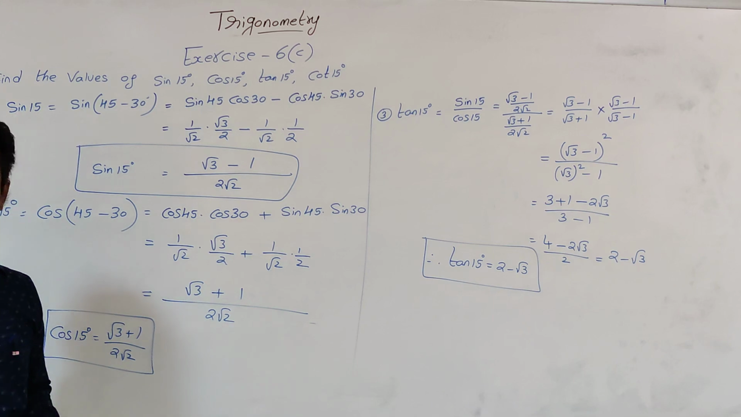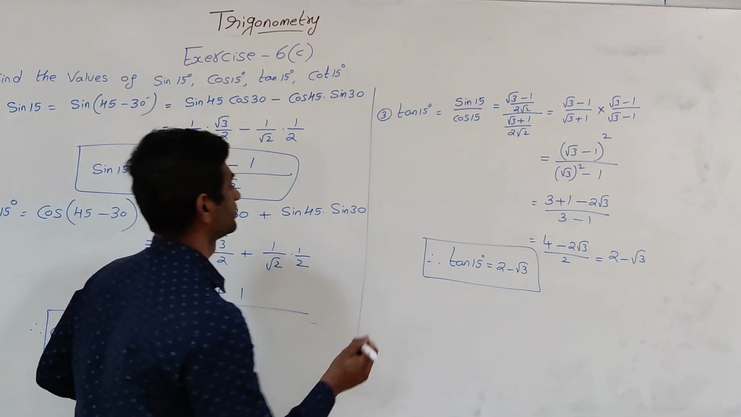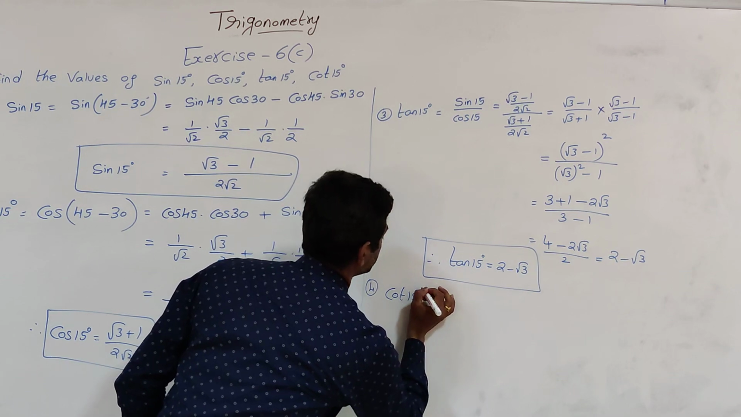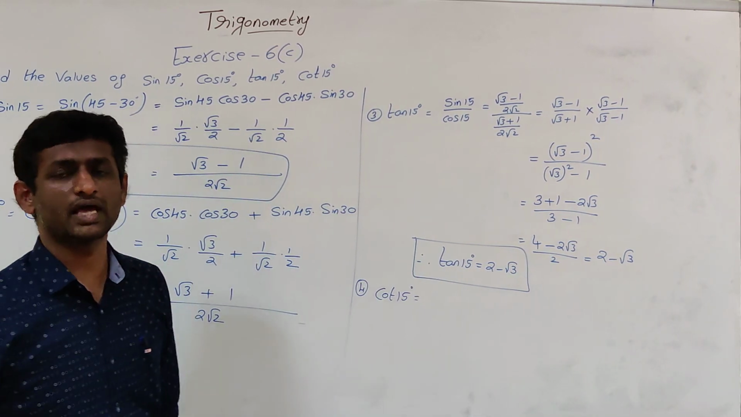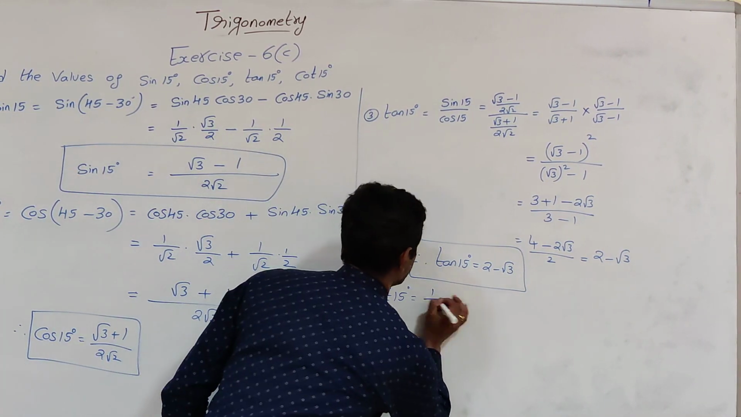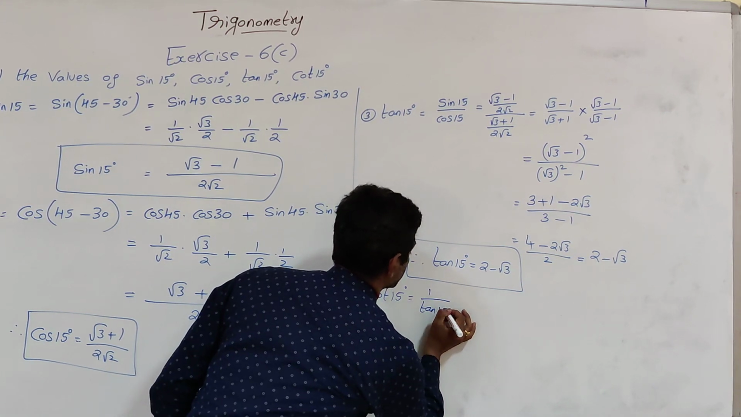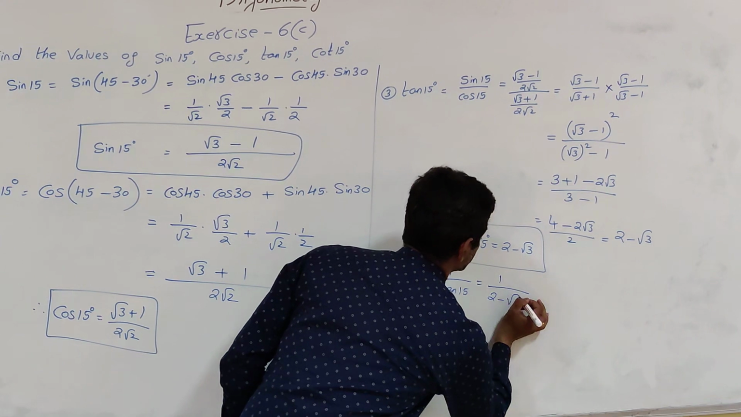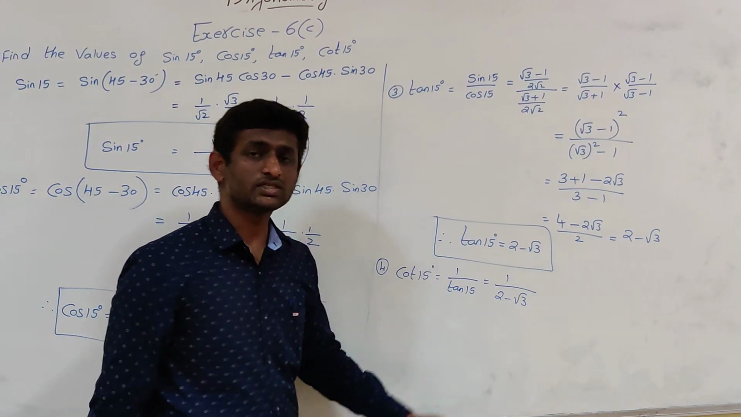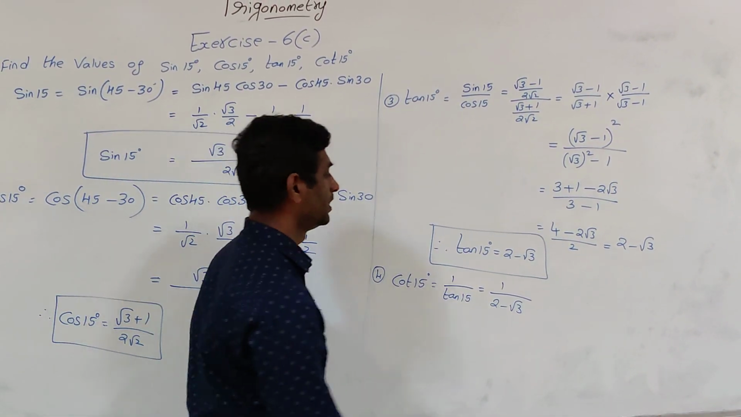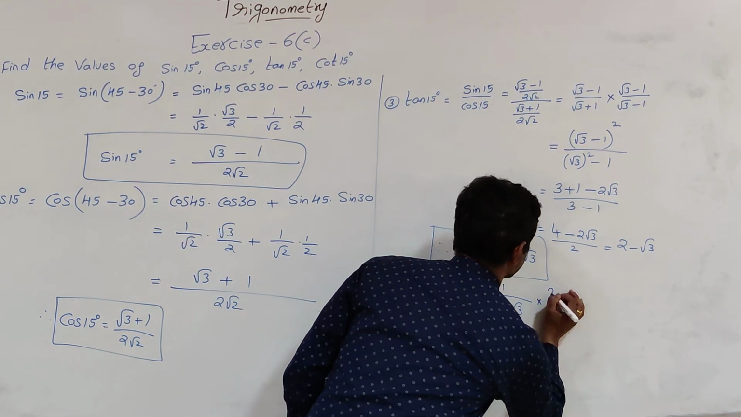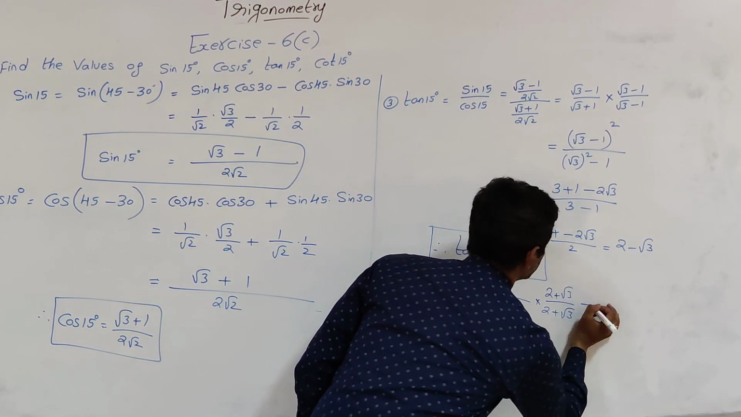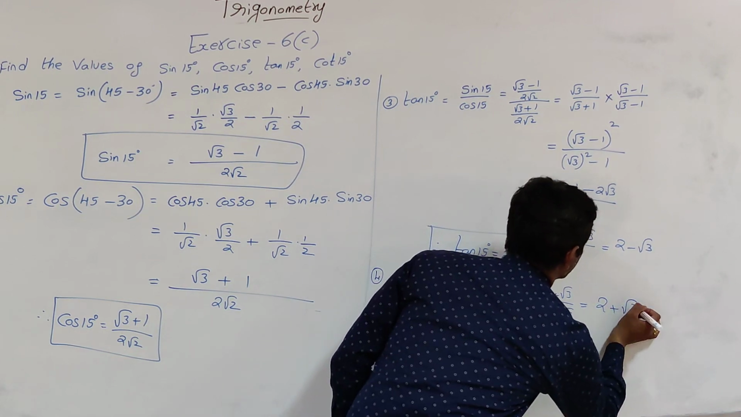So if you try for cot 15, cot 15 means it is the reciprocal of tan. 1 by tan 15. 1 by tan 15 is 1 by 2 minus root 3. Upon rationalizing the denominator, it gives 2 plus root 3.